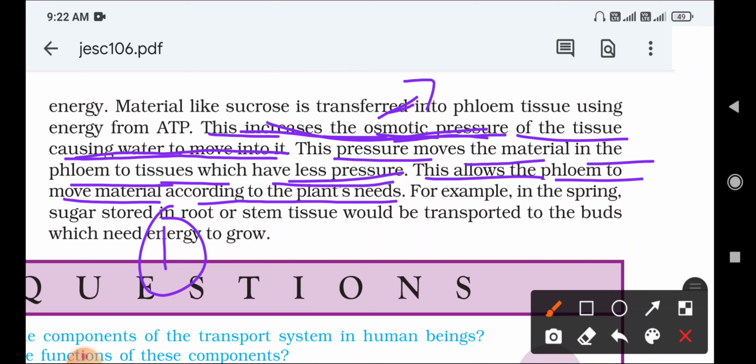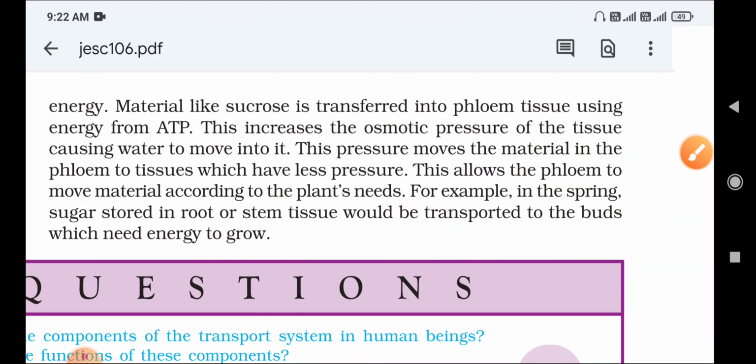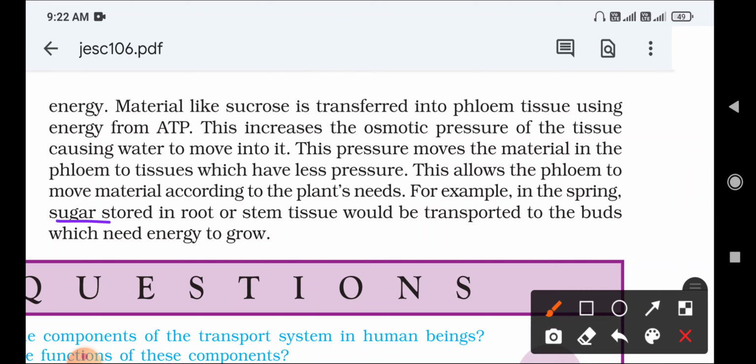For example, in the spring, sugar stored in root or stem tissue would be transported to the buds, which need energy to grow. This energy is stored in the form of sugar in a root or a stem. This energy is transported when the buds have the capacity to grow. At that time they require energy, and that energy is transported from the root or stem.